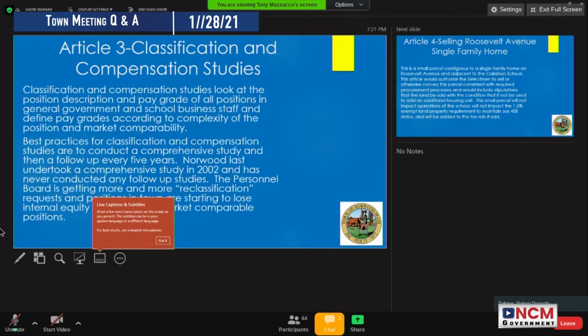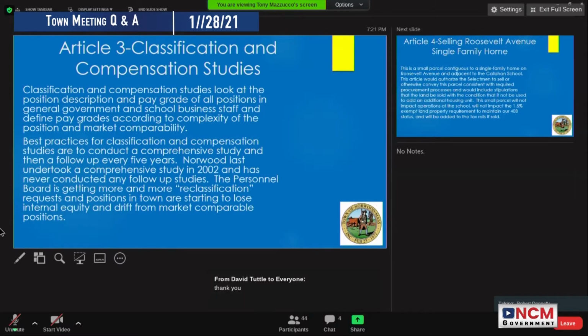Thanks, Tony. Just one final comment, and that's 20 years is an awfully long time to go without a new study on classification and compensation. So I agree with Ann that this is a very good endeavor for the town to pursue.